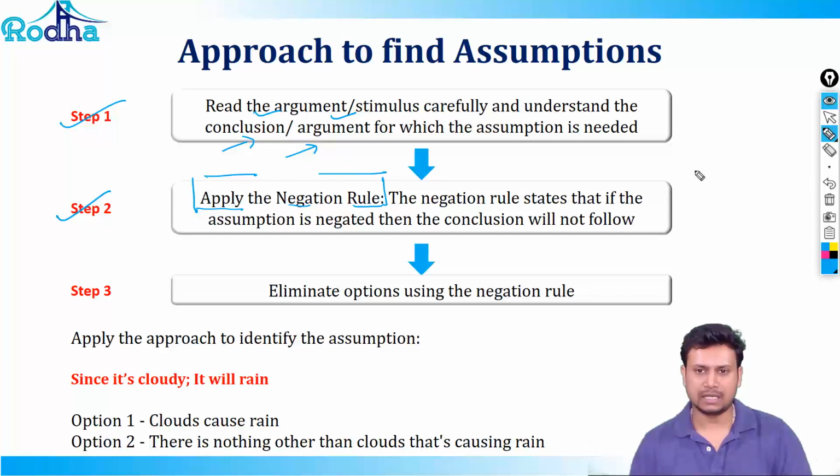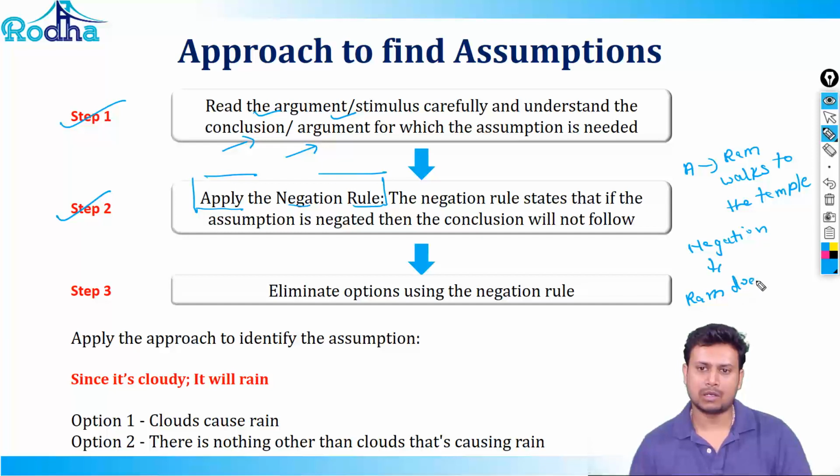Negation rule is basically if A says Ram walks to the temple, my negation will mean that Ram doesn't walk to the temple. So the point to understand is whenever you think that any option is the assumption, negate it. The negation rule states that if the assumption is negated, then the conclusion will not follow.